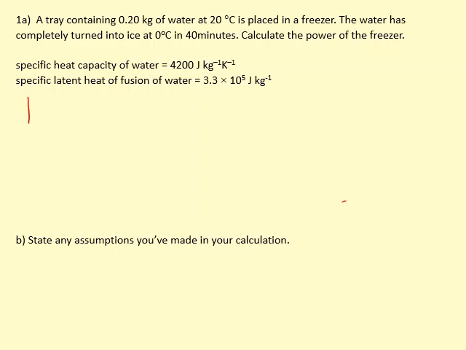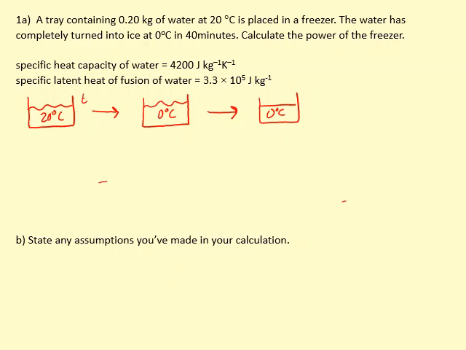So firstly we have some water at 20 degrees in a tray, and then as you place it in the freezer, it's going to cool down. It's going to cool down to its freezing point, where it's water at 0 degrees. And as you cool it further, it will change state from water at 0 degrees to ice at 0 degrees. So this part will use a specific capacity formula, and here we'll use latent heat.